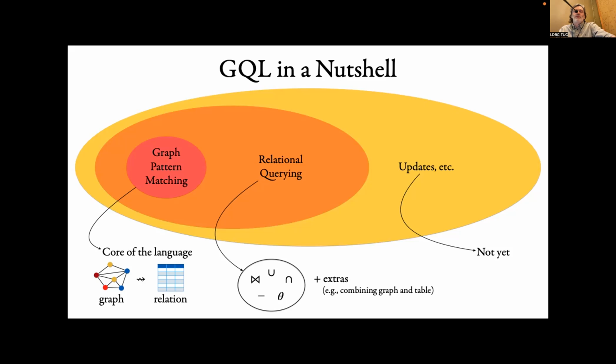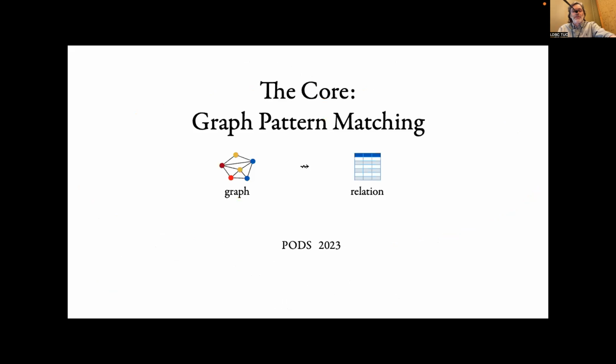So updates we haven't looked at, and updates are tricky, as we already know from trying to formalize Cypher updates a few years back. Okay. So what's the core? The core is graph pattern matching. You take a graph and it produces a table. And this is just what was presented in PODS.